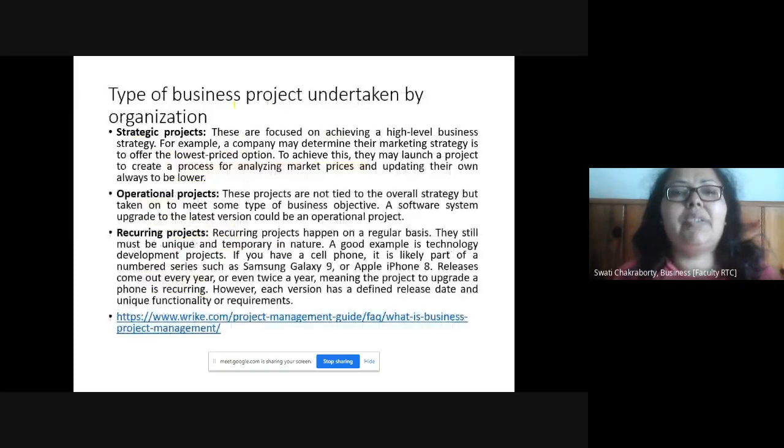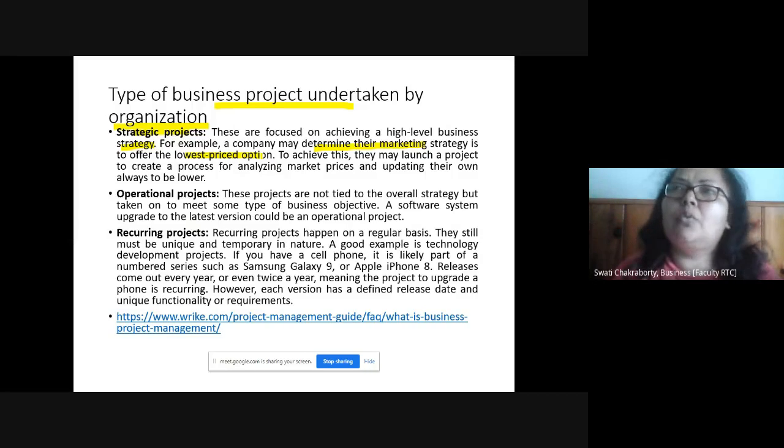The type of business project undertaken by an organization can be of three types. One is strategic projects, which talk of designing a high quality business strategy. Say, for instance, a company, right? They want to determine their marketing strategy so that they can have a lowest price option.